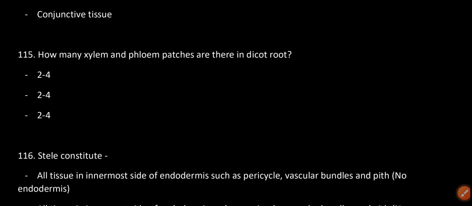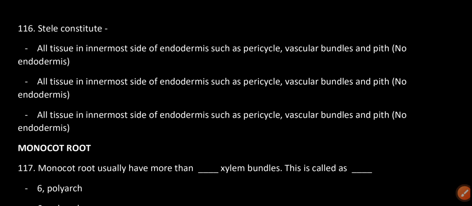How many xylem and phloem patches are there in dicot root? 2 to 4. Stele constitutes all tissue on the innermost side of endodermis, such as pericycle, vascular bundles and pith, but not the endodermis.